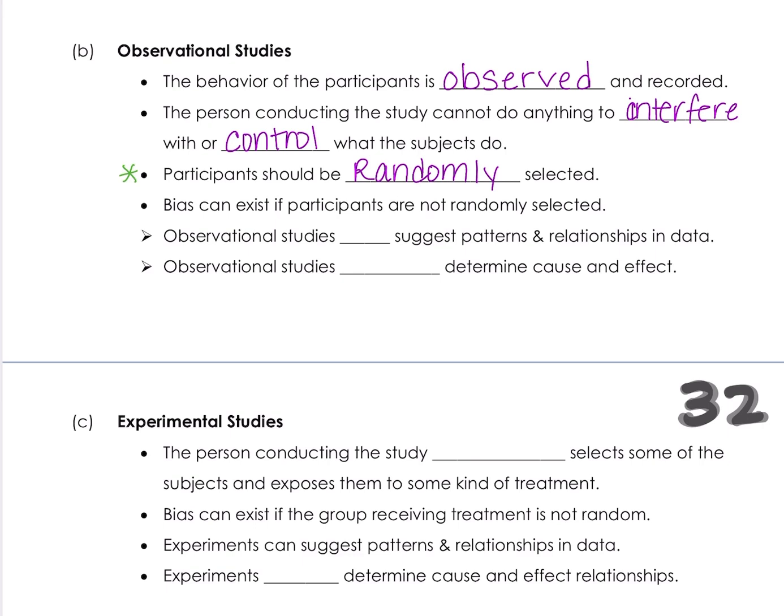A big thing about observational studies is that a lot of the time the participants don't even know they are being observed. And that helps to keep it authentic. It helps to keep it true. If they don't know that they're being watched, they won't try to act a different way, if we're talking about people as participants. Another thing about these is that observational studies can suggest patterns and relationships, but they cannot determine cause and effect.